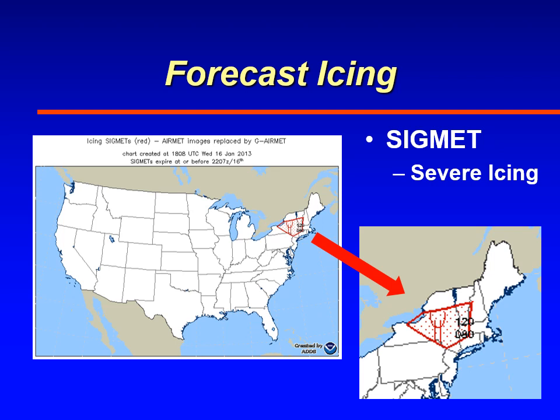Here's a graphical image showing you an area of icing across the northeastern part of the United States, across New York, New Hampshire, Massachusetts, and also a little bit of Connecticut and Pennsylvania. And it shows severe icing from 8,000 up to 12,000 feet in this particular graphic.